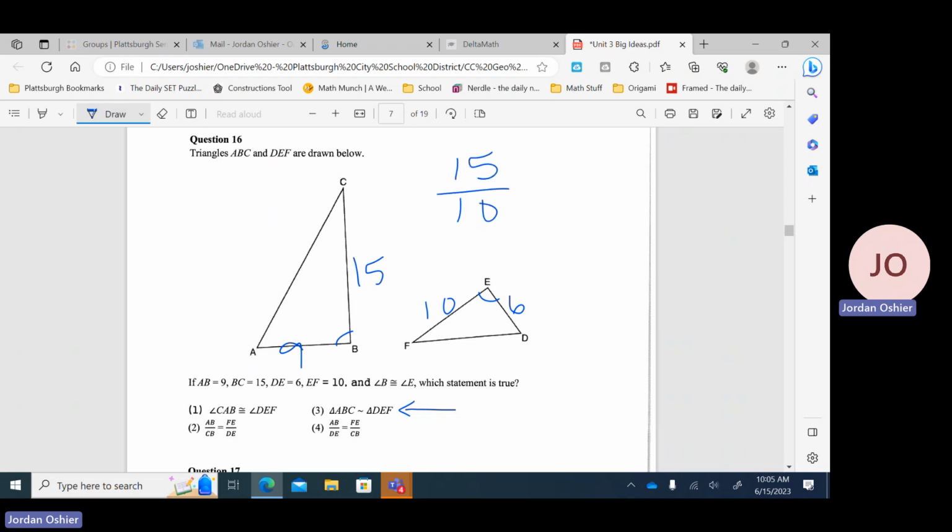So 15 to 10, CB is to EF. Does that match here? CB corresponds with EF. Okay, I'm good because it's the last 2 letters. And then AB corresponds with DE, so equals 9 over 6. Again, I would just double check that up here. It works. 9 times 10 is 90. 15 times 6 is also 90. So this means that it's a proportional relationship and the triangles are similar.